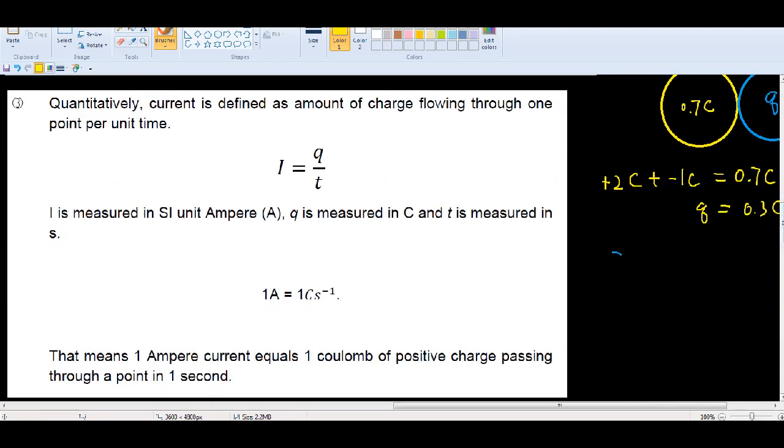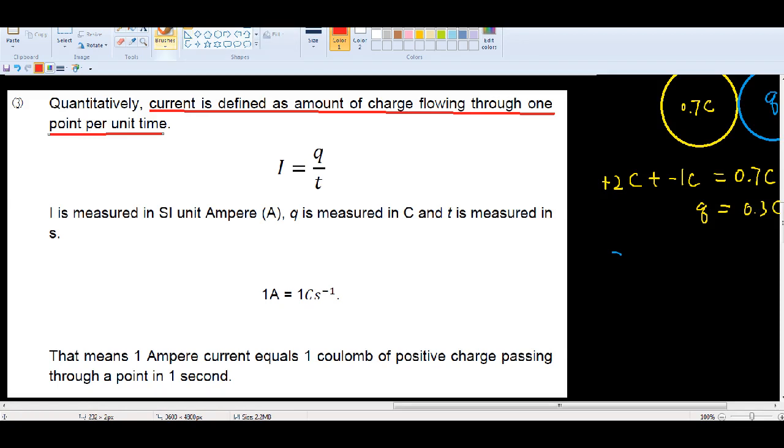Okay, so let's have some formula to calculate the current. For the calculation of current, it is I equals Q over T. So that's what we call the definition of current. Of course, for some of you, possibly you'll be happy with just remembering I equals Q over T. But for better understanding, you should remember this formula as current defined as amount of charge flowing through one point per unit time.